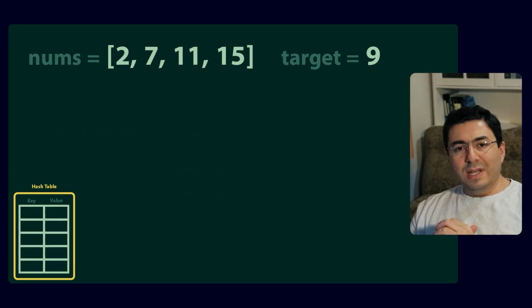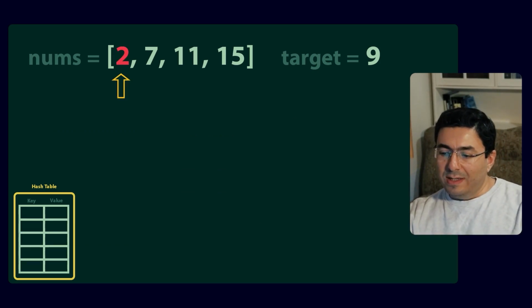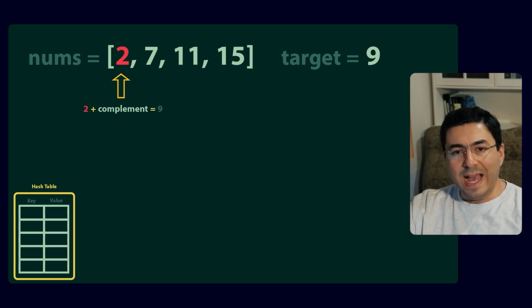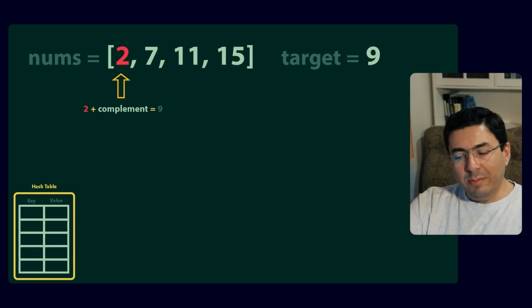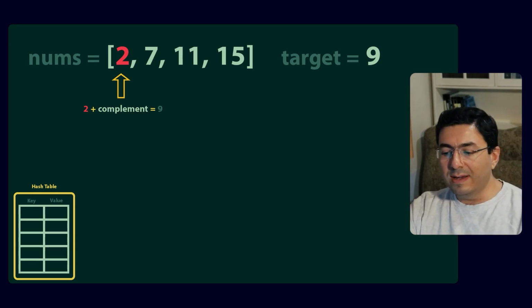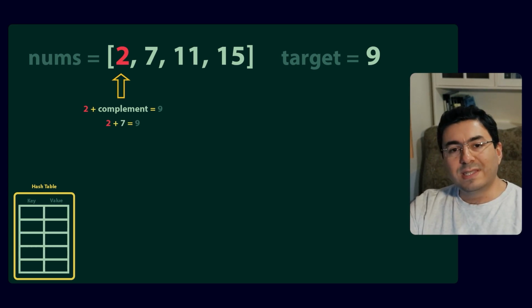So here's how it works. You start by looking at the first number in the array and figuring out what number you need to add to it to get the target number. This number is called the complement. For example, if the first number is 2 and the target is 9, the complement is 7 because 2 plus 7 equals 9.